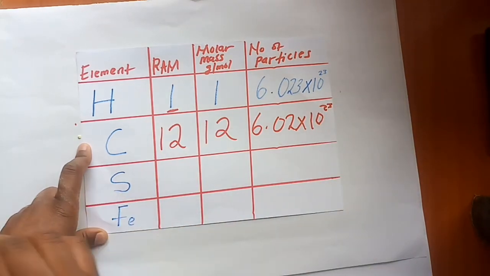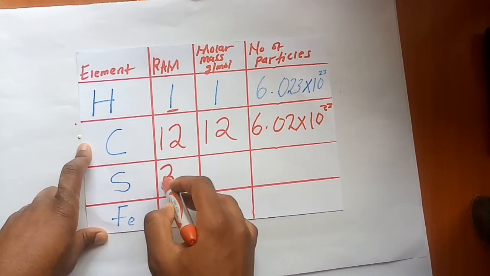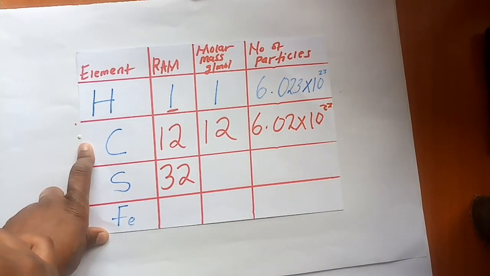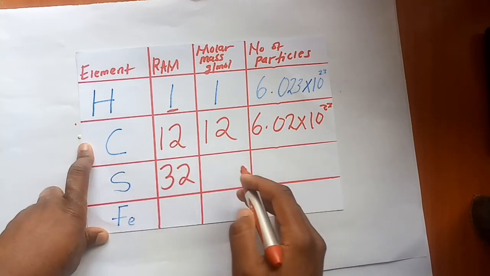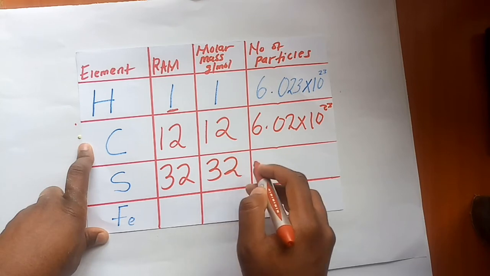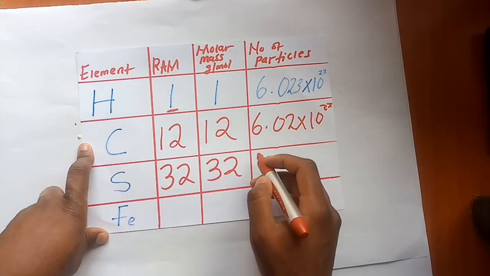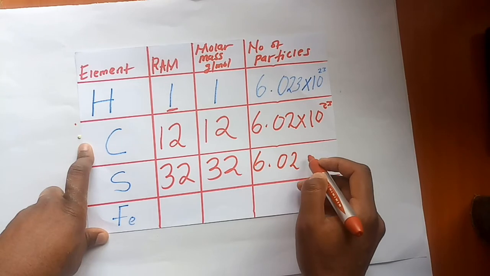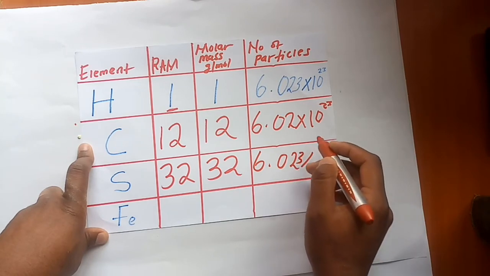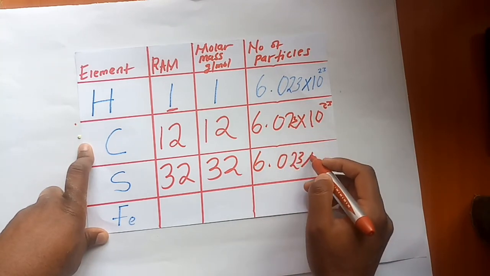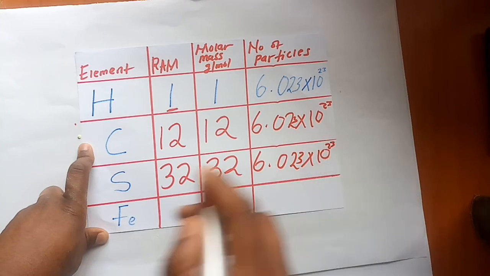Good. Let us go to sulfur. We have just said that the RAM of sulfur is 32. What is the molar mass? Let me give you a second to think about it. Exactly, you're correct. The molar mass is 32 grams per mole. The mass of 1 mole of sulfur is 32 grams. How many particles are there? I give you 1 second. Good. 6.023 times 10 to the power 23.